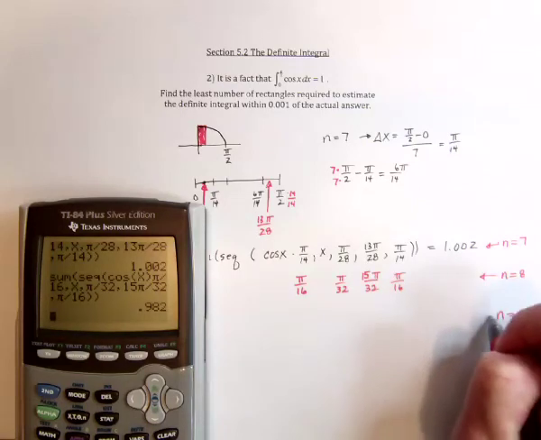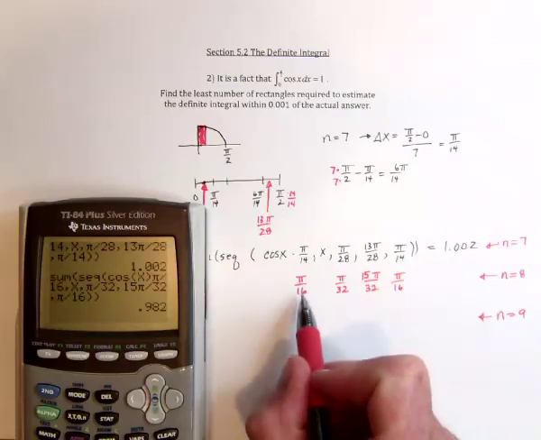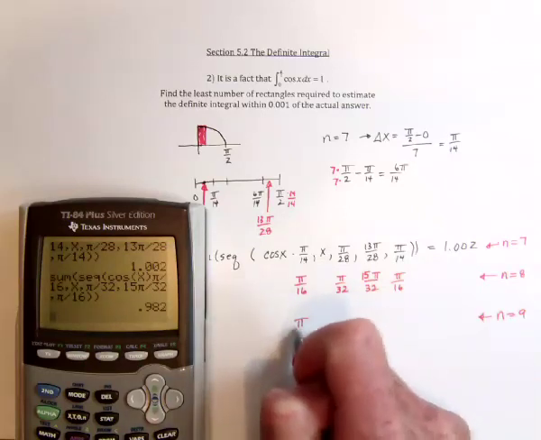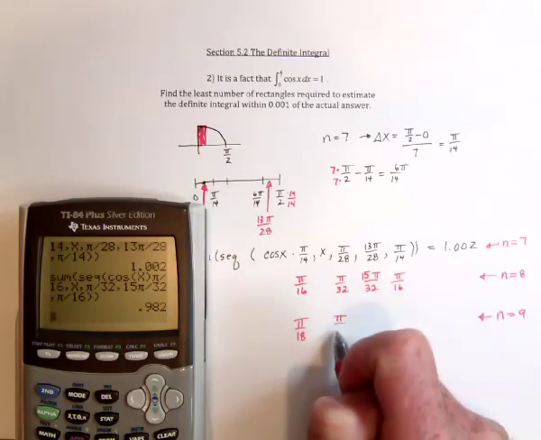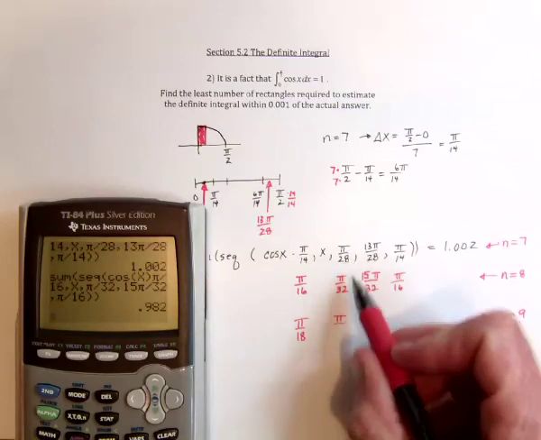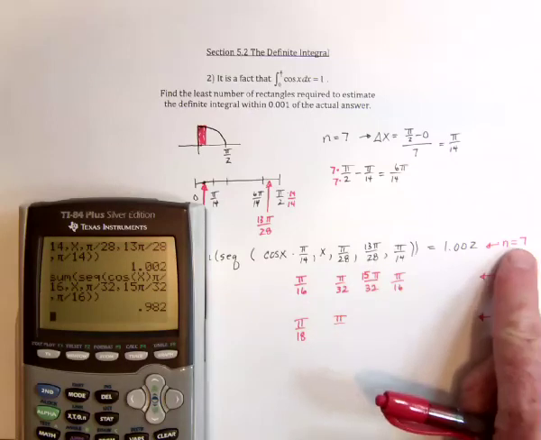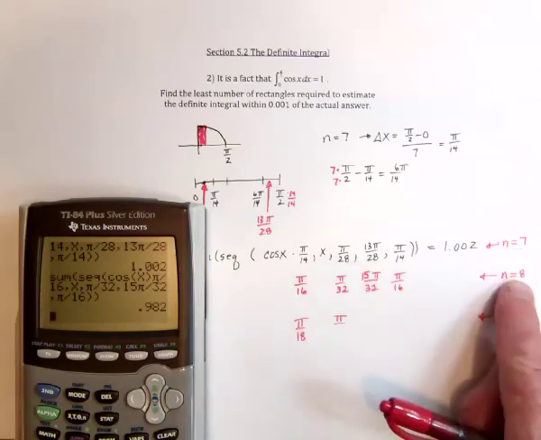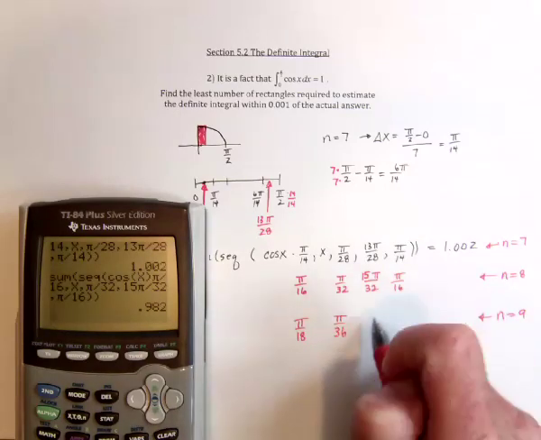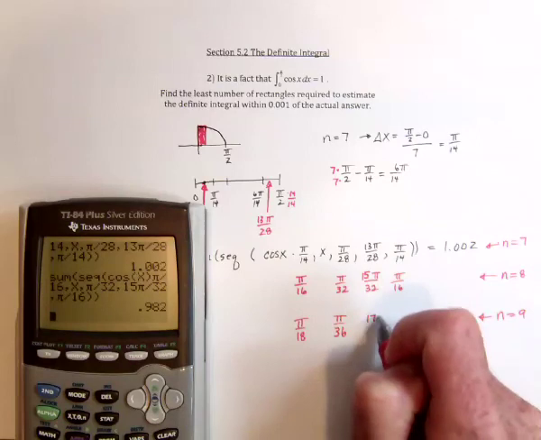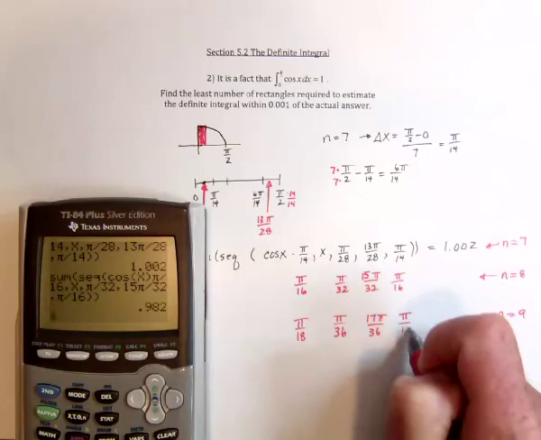N equals 9. By now the pattern is going to be, these are even numbers, so next would be 18, because that's double of a 9. This actually goes up by 4, because it's 4 times the 7, 4 times the 8, and now 4 times the 9. And this is odd numbers on top, and then the 36, and this is pi over the 18.